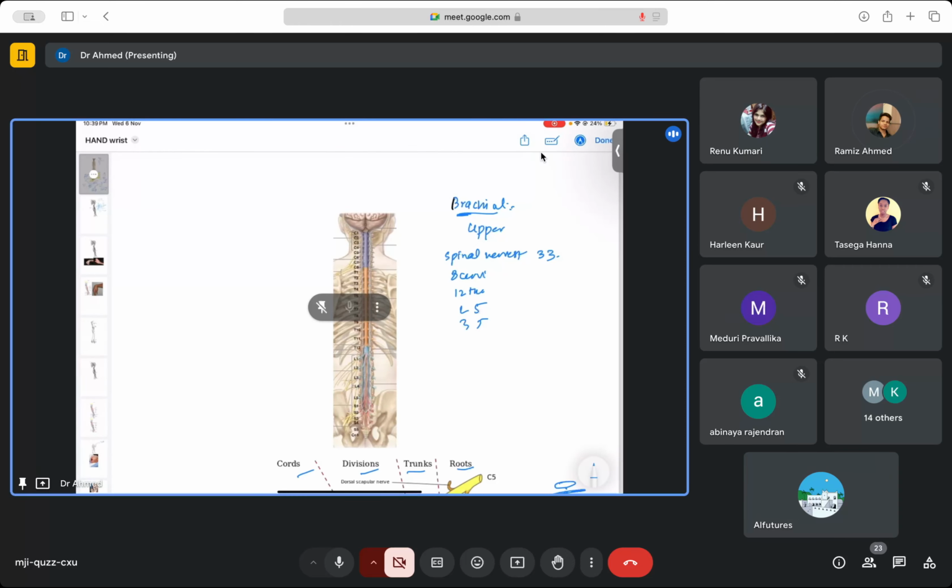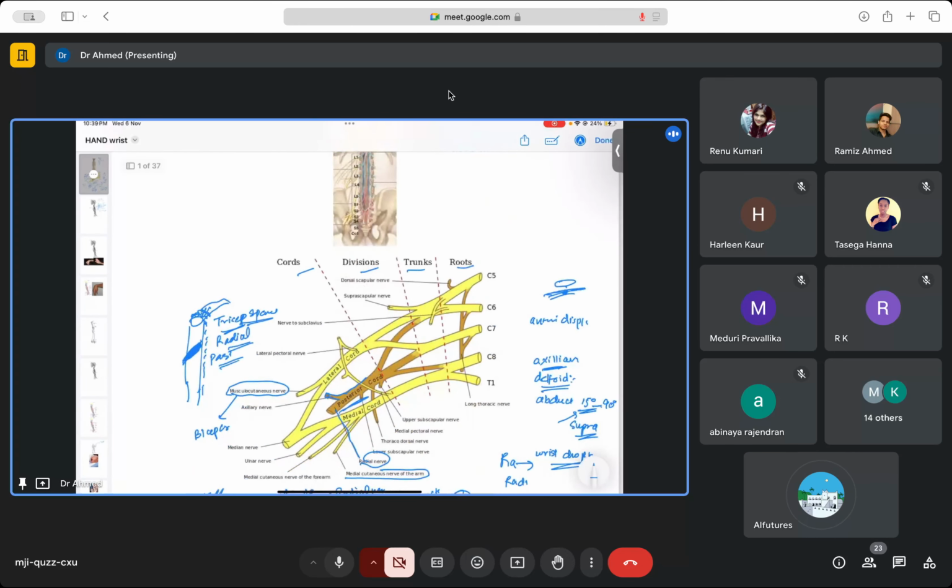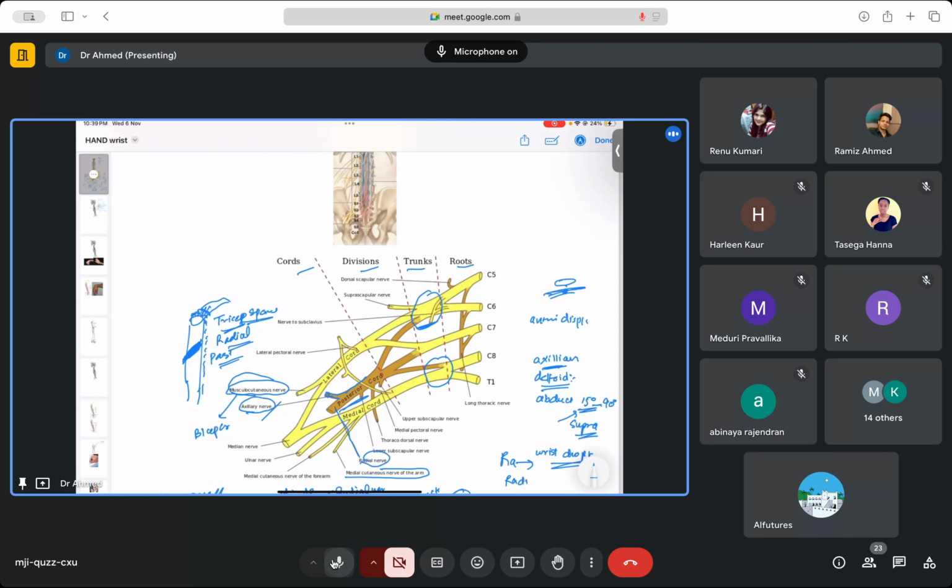So now let's discuss damage to the trunk. For example, we can have damage to the upper trunk and damage to the lower trunk. If someone has damage to the upper trunk, you are going to see the axillary nerve being involved, your musculocutaneous nerve is going to be involved, and along with that your suprascapular nerve is going to be involved, right? So the upper trunk.